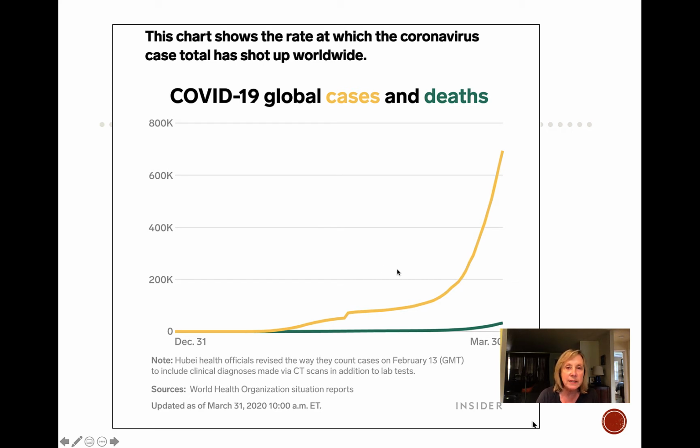So we can see here cases are in yellow. Starting December 31st, we were at 0, and by March 30th, we were at around 700,000 cases. Deaths are in the green line. Here we start with 0 deaths at December 31st, and probably just 20,000 or so deaths in by March 30th.